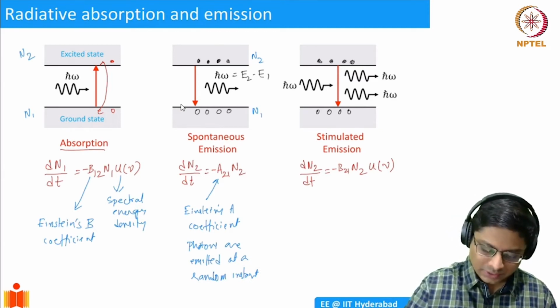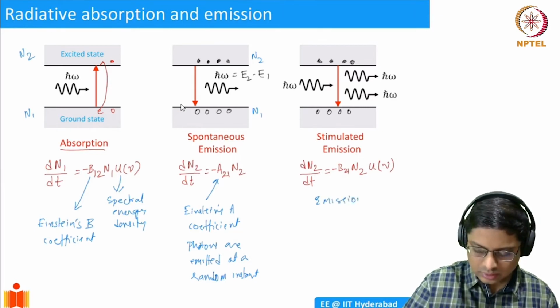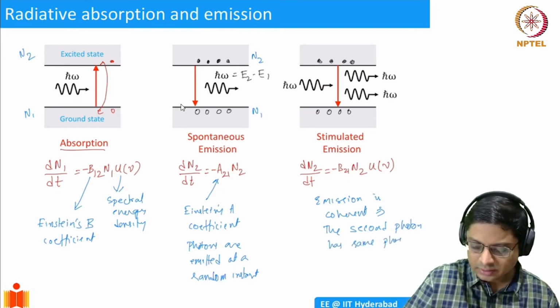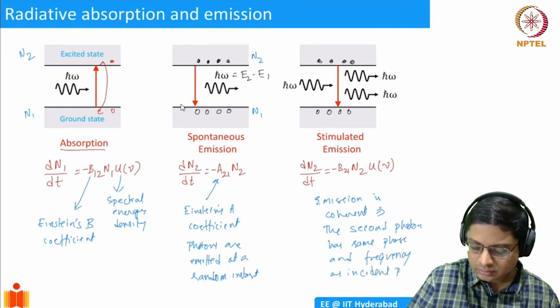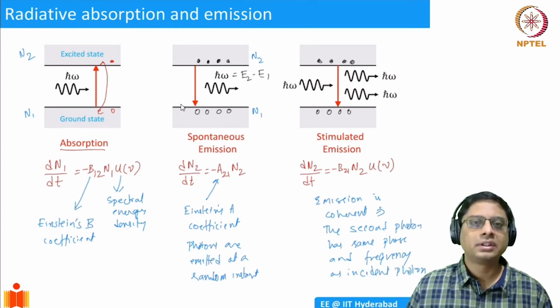Now, the important thing here is, emission is coherent. This implies the second photon has the same phase and frequency as the incident photon. Okay. This is a very, very essential phenomenon for lasing.